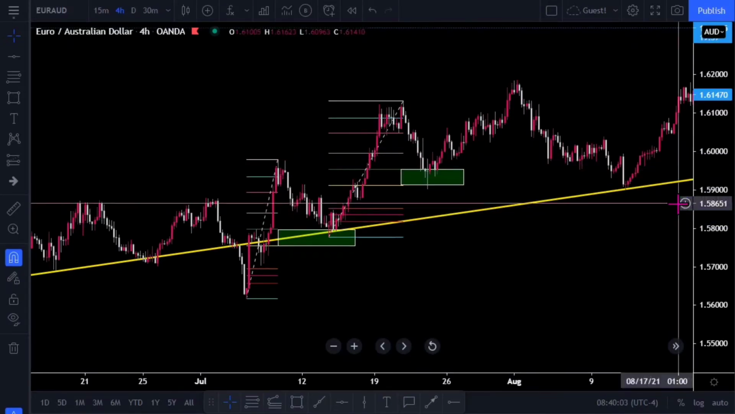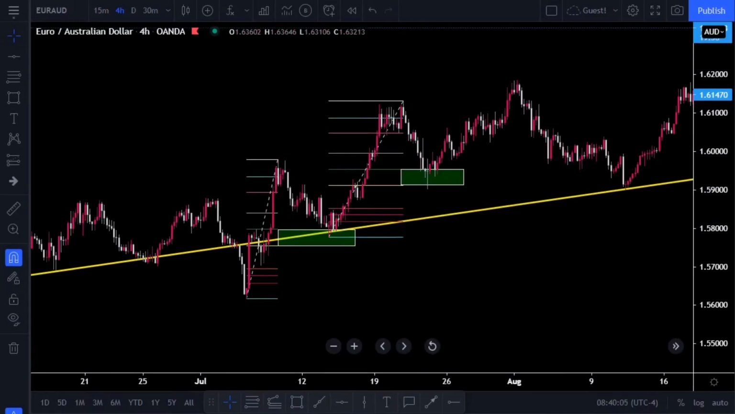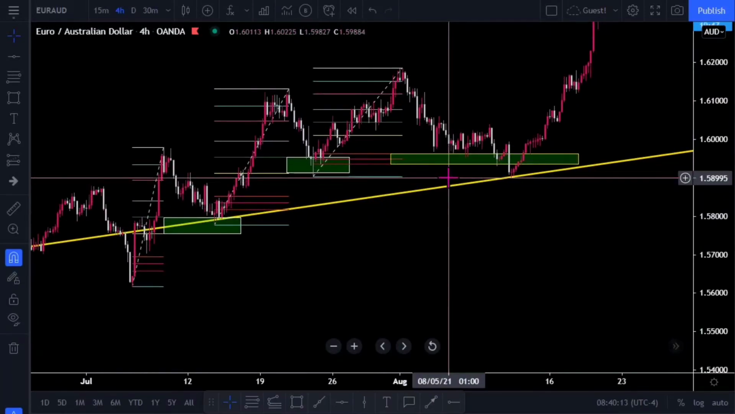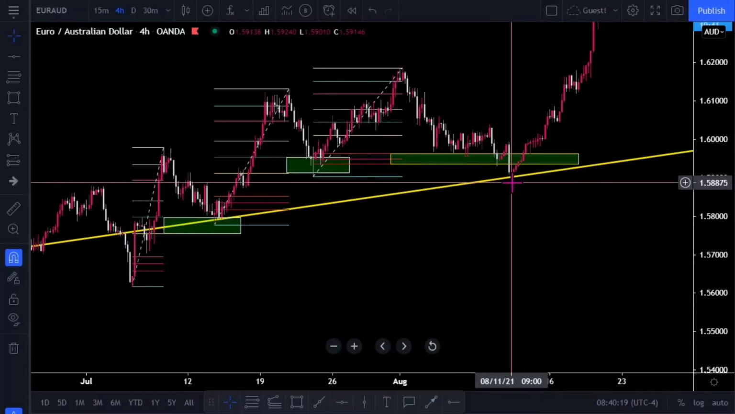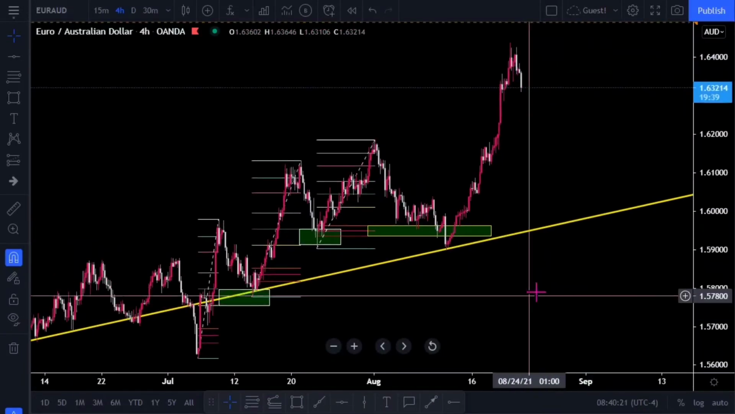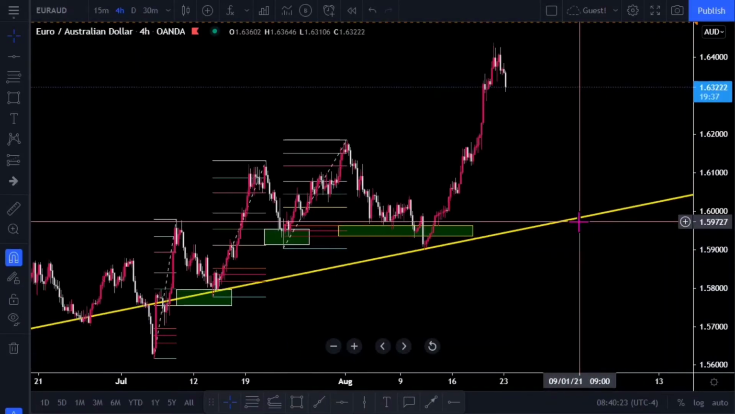Entry, never got stopped out, right? With this particular pair, Fibs loves our Euro AUD. Entry, never got stopped out. It stopped right at the line, and our stop loss would have been below. Okay, so let's go to the 30-minute.